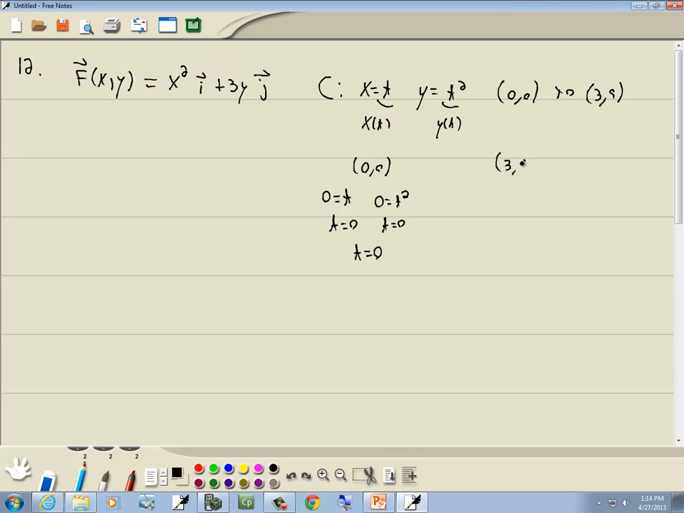And then let's look at (3, 9). This is your x and this is your y. So we'll put 3 in for x. We got 3 is equal to t. Put 9 in for y, and we got 9 is equal to t squared. So we get t is equal to 3, and this one gives us t is equal to plus or minus 3. Now again, what they agree on is what you're using. So they both have t is equal to 3. So this is going from t is equal to 0 to t is equal to 3.